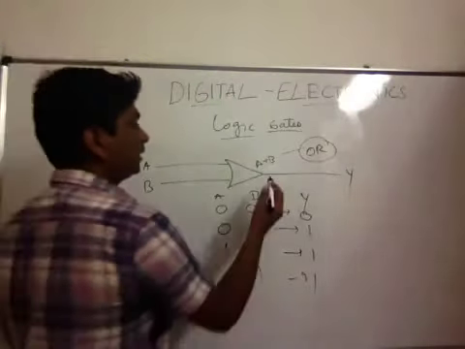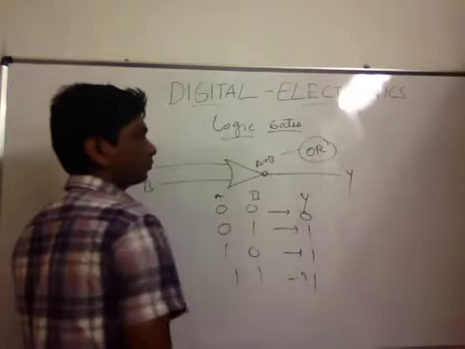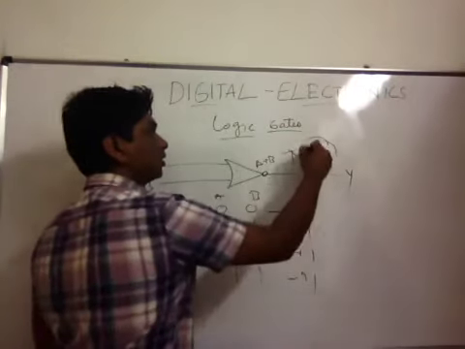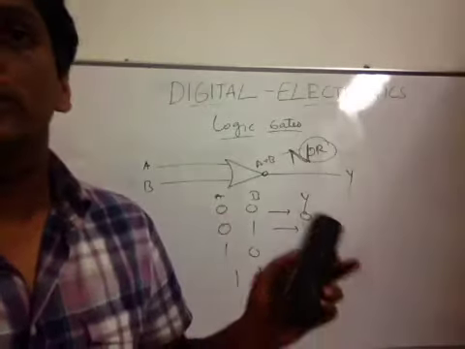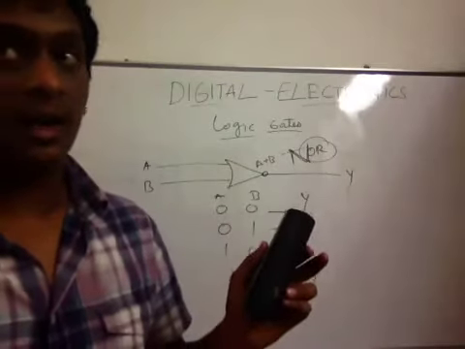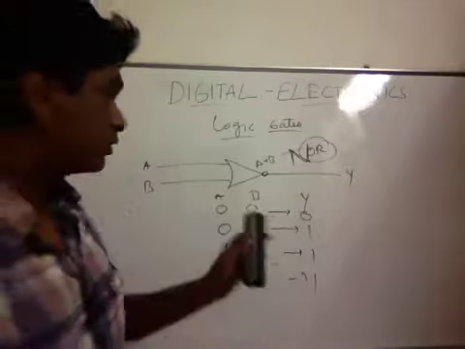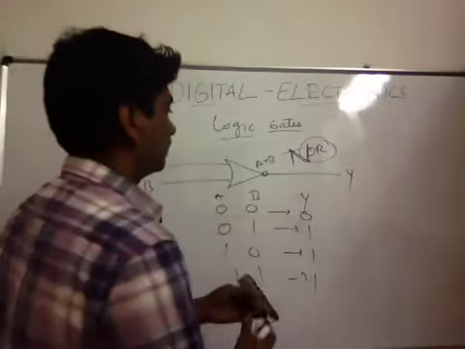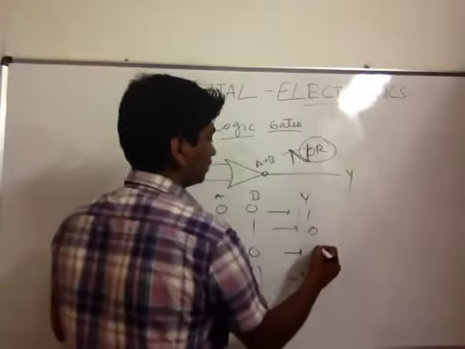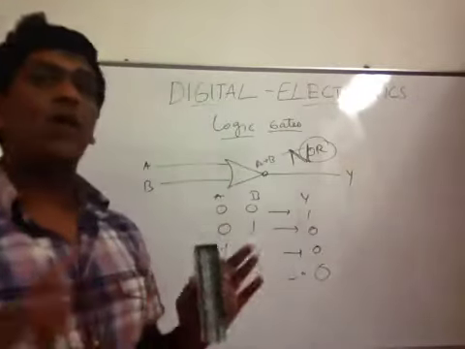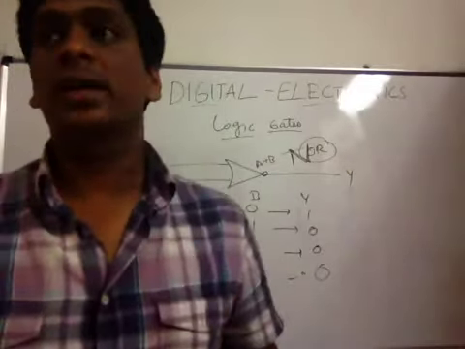If you are adding a bubble at the end, it becomes a NOR gate, which is nothing but not OR. So OR gate and NOR gate are just opposites. Whatever you are writing here, it becomes the opposite. You have 1, 0, 0, 0. Opposite of OR is NOR gate.